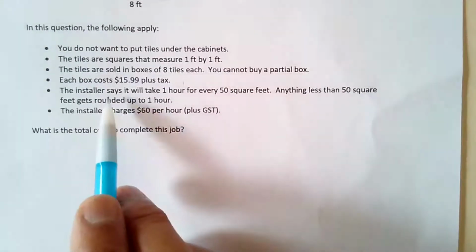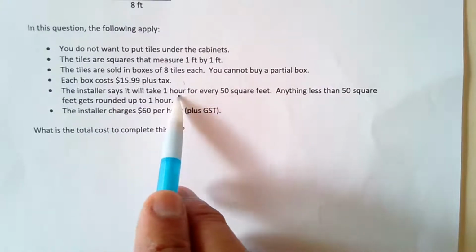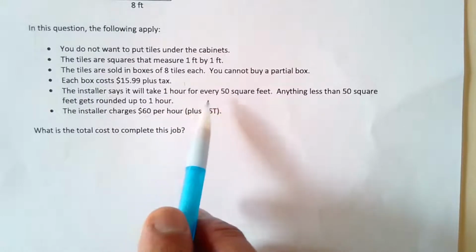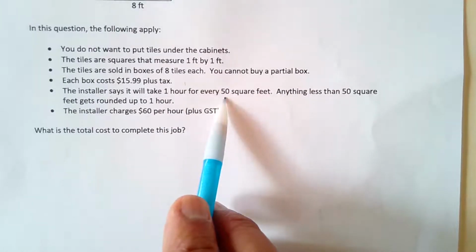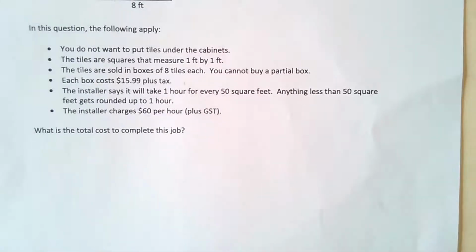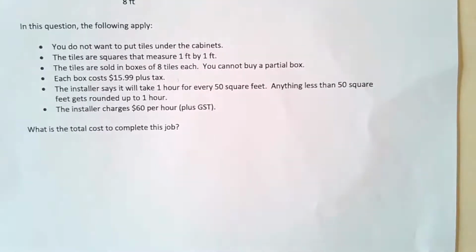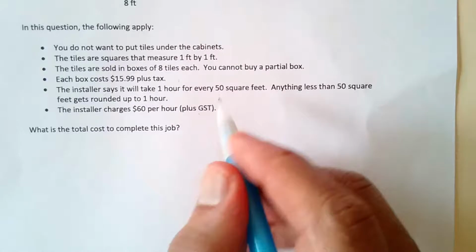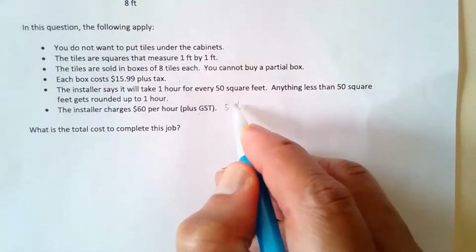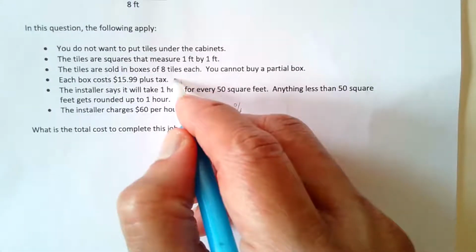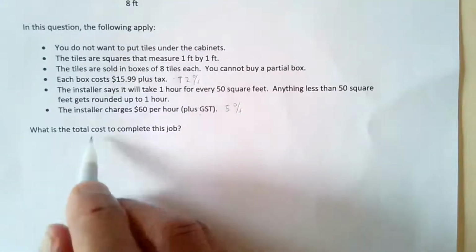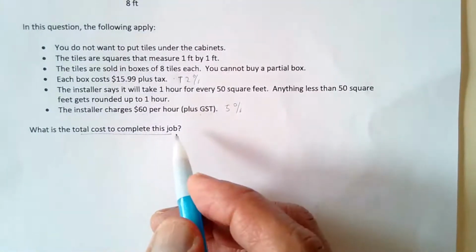But there's also a labor cost. It costs you $60 per hour for every 50 square feet. Anything less than 50 will round up to an hour. But for this, the tax is only the GST, which is 5%. This is plus 12%. What is the total cost to complete this job?